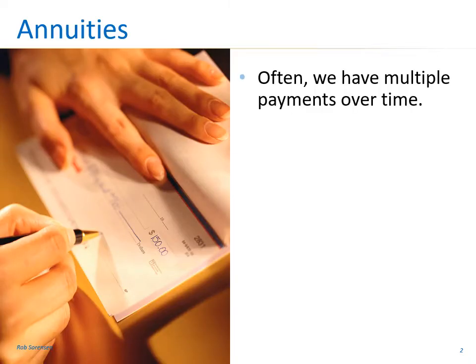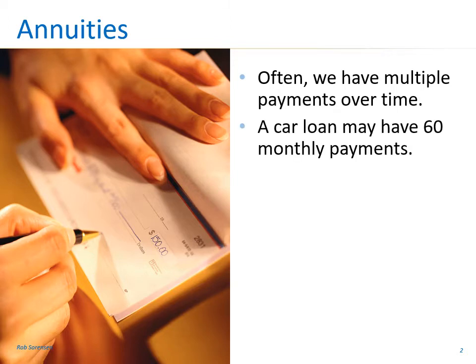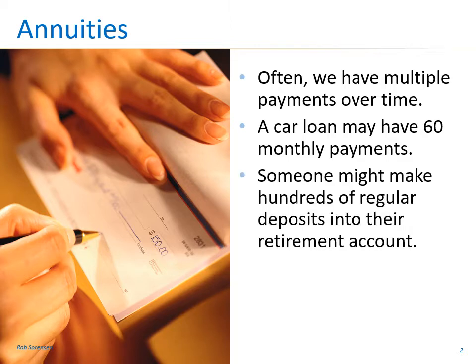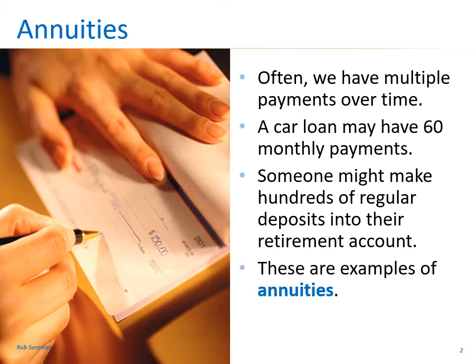Sometimes in finance, or just in life in general, we have a situation where we have multiple payments taking place over time. So that's payments or deposits. Maybe a car loan, for example, would have 60 monthly payments if it was a 5-year car loan. Or maybe we're saving for retirement and we want to put a certain amount on a regular basis into our retirement account. Maybe it's $500 a month or $500 a year, whatever it's going to be. It's going to take place regularly and over a long period of time. When we have situations like that, we're looking at examples of annuities.